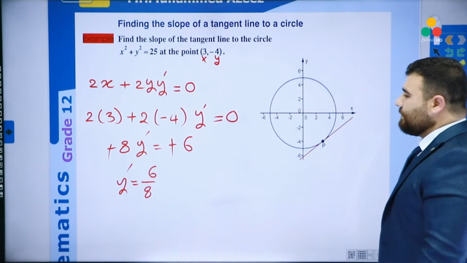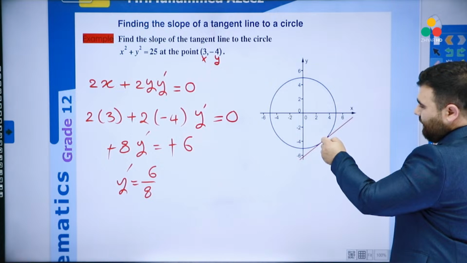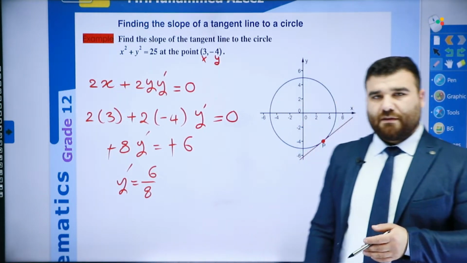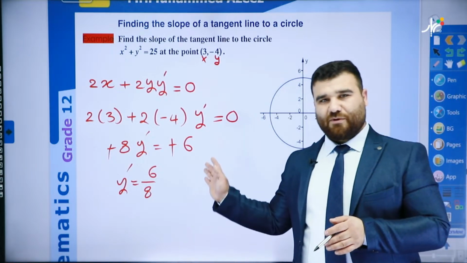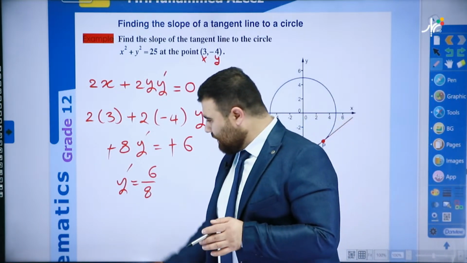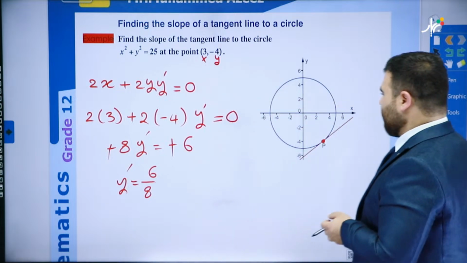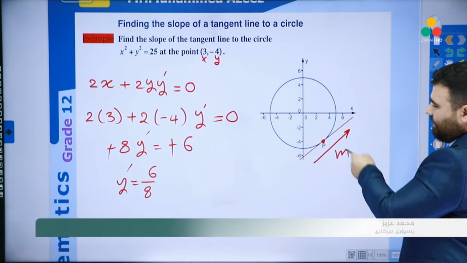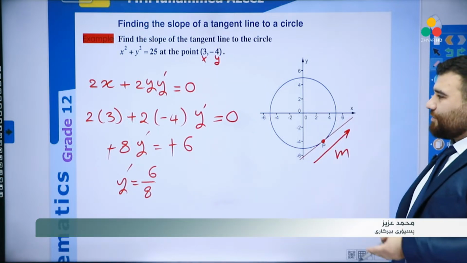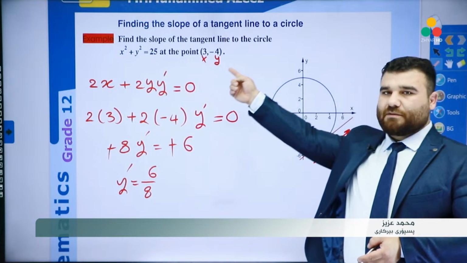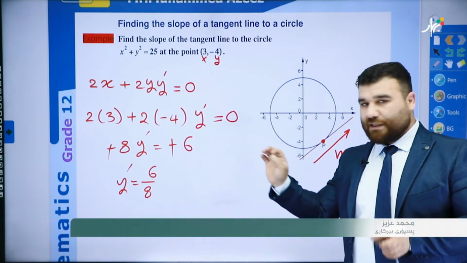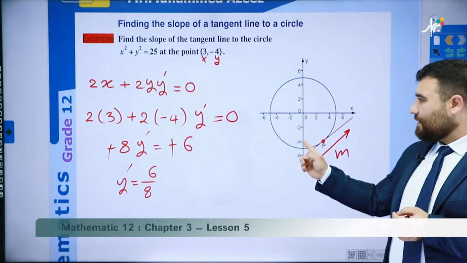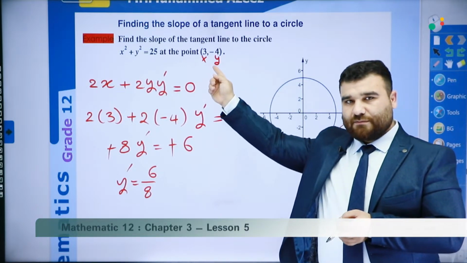Now, slope of this tangent line at this point is 6 over 8. Here it's too bright, now I cannot see the side of the board. This is why I need to focus, get closer, then I can see y prime equal to 6 over 8. This 6 over 8 means it's the slope of this line. What is this line? It's a tangent line of this circle at this point. So what I found, make it clear, I found slope of tangent of this circle at this point.